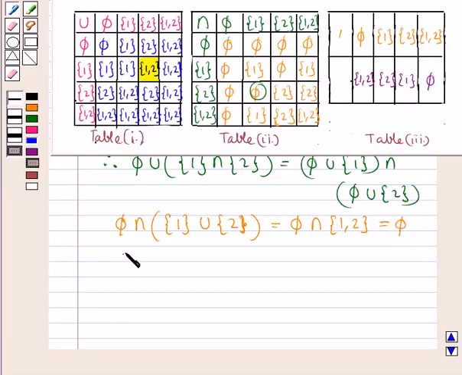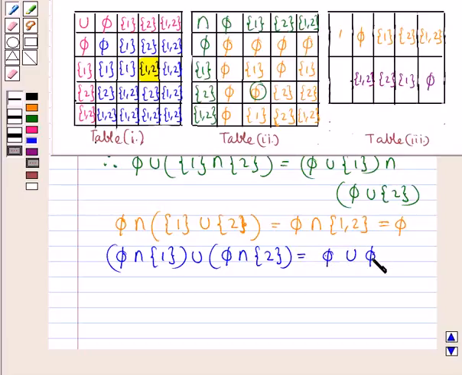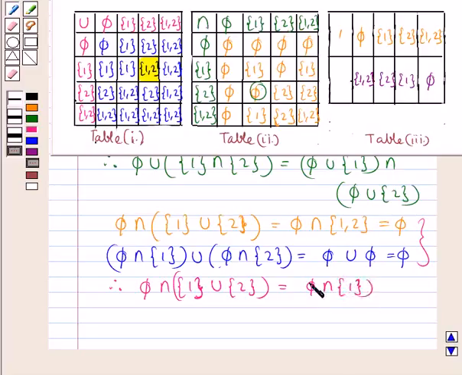Now consider phi intersection singleton 1, the whole, union phi intersection singleton 2, the whole. Now from table 2, phi intersection singleton 1 is phi. Now phi union phi intersection singleton 2 is again phi. Now phi union phi is phi. So these two are equal. Therefore we observe that phi intersection singleton 1 union singleton 2, the whole, is equal to phi intersection singleton 1, the whole, union phi intersection singleton 2, the whole.